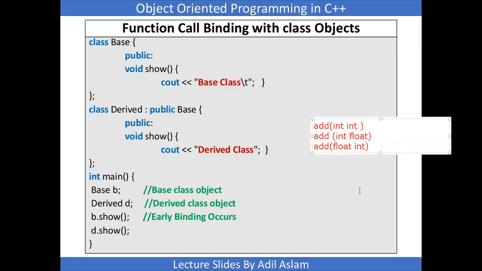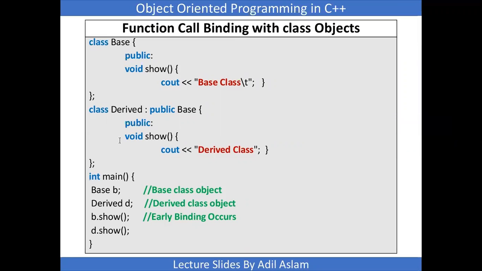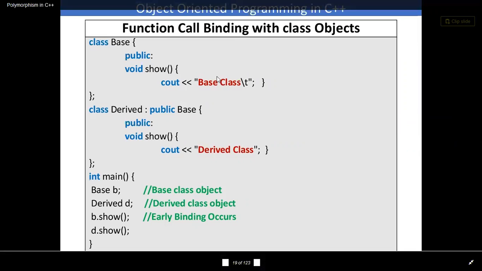In case of overriding, it's not about the signature, it's about two classes. One is the parent class, the base class, and another is the derived class. They have the same function, but the definition is different. If I call the show function of the base class, it will print this one. If I call it on the derived class, it will print this one. Let's go to the next slide and we will show.